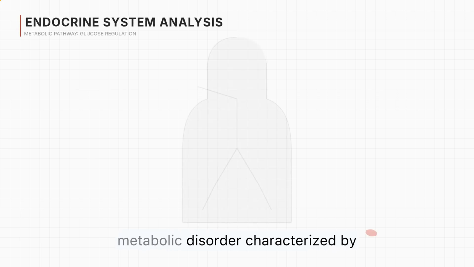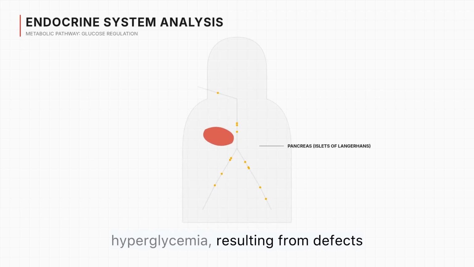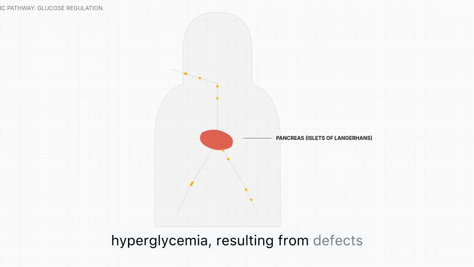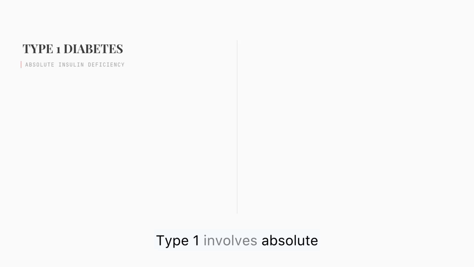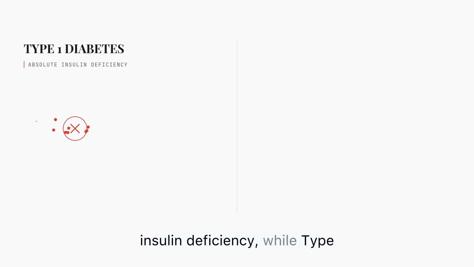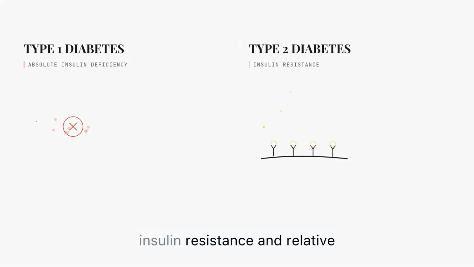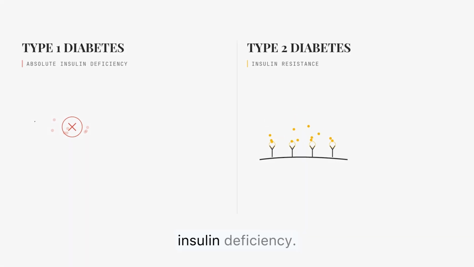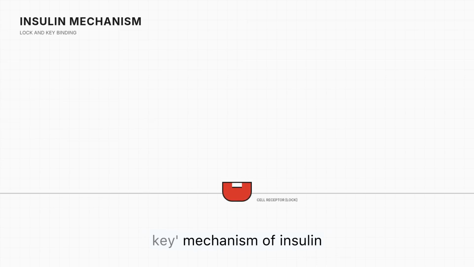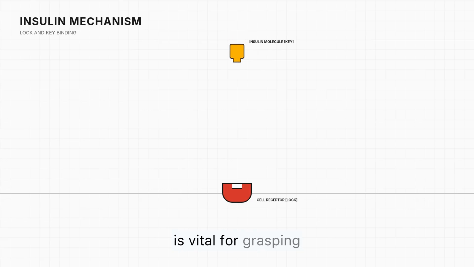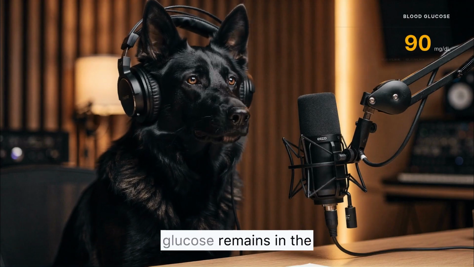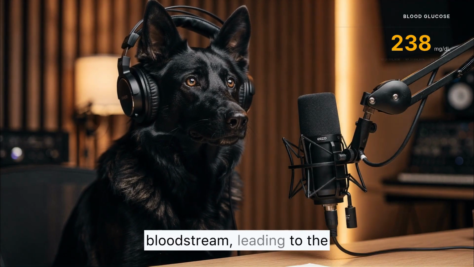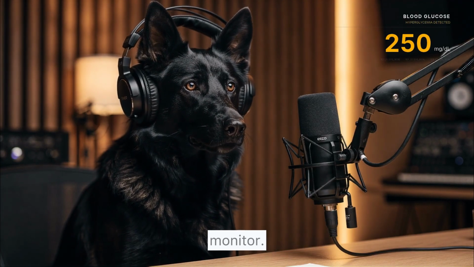Diabetes is a chronic metabolic disorder characterized by hyperglycemia, resulting from defects in insulin secretion, insulin action, or both. Type 1 involves absolute insulin deficiency, while Type 2 is characterized by insulin resistance and relative insulin deficiency. Understanding the lock and key mechanism of insulin is vital for grasping how glucose enters the cells for energy. When this process fails, glucose remains in the bloodstream, leading to the systemic complications we must monitor.